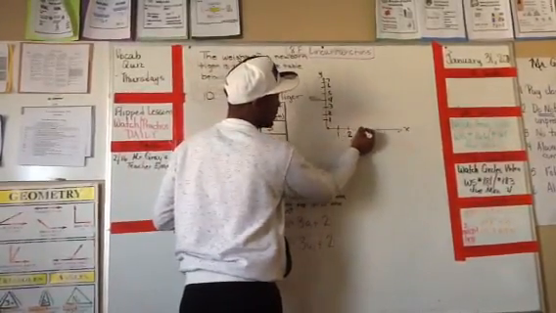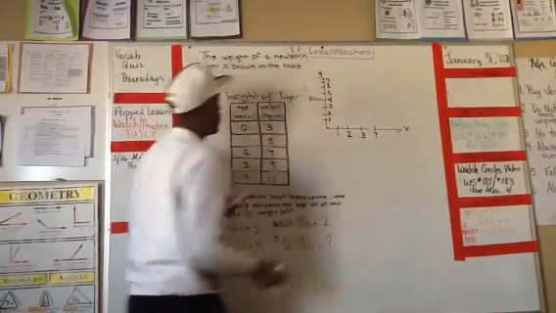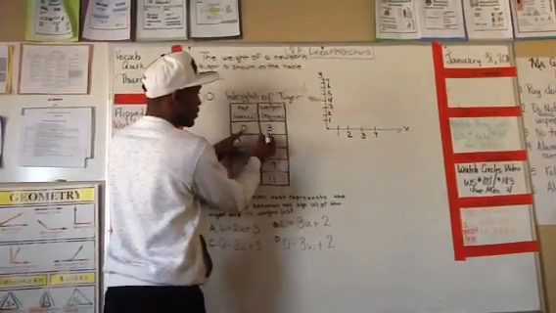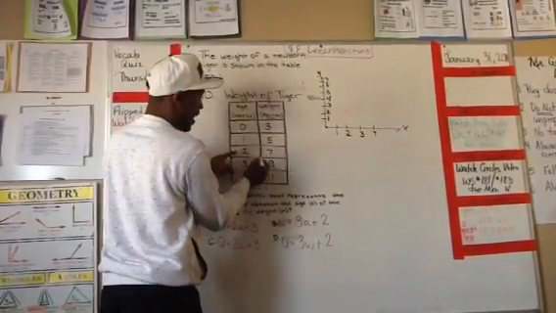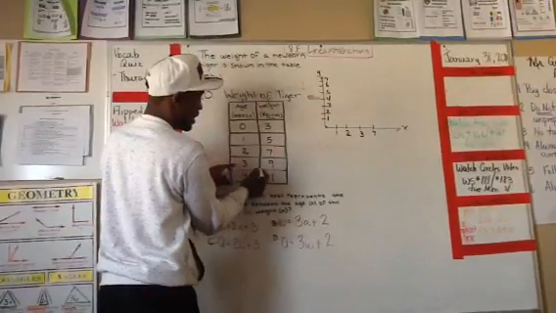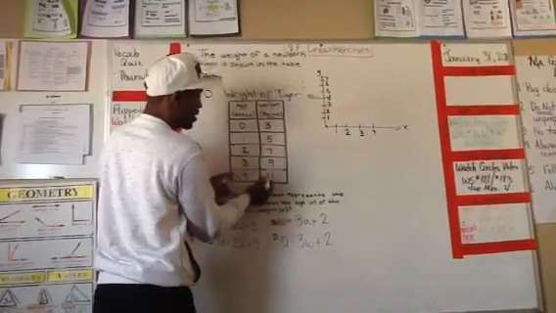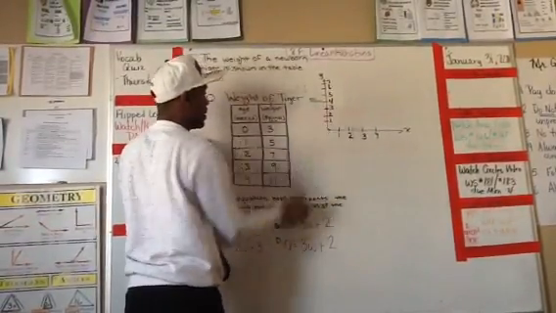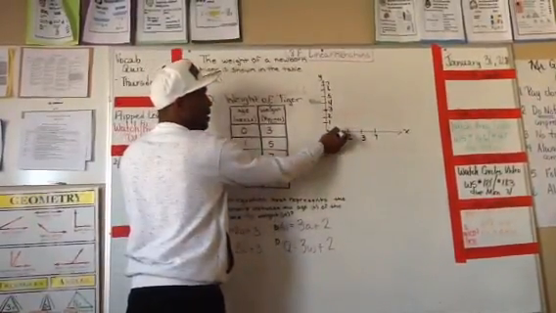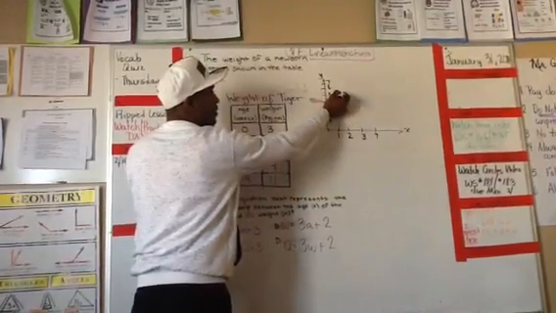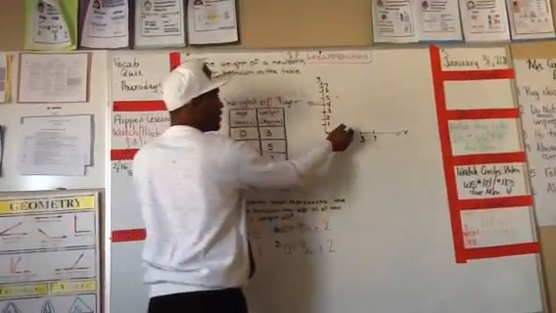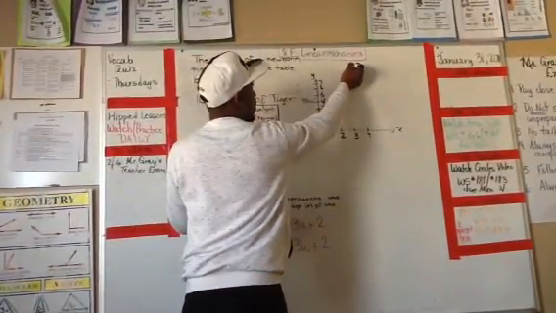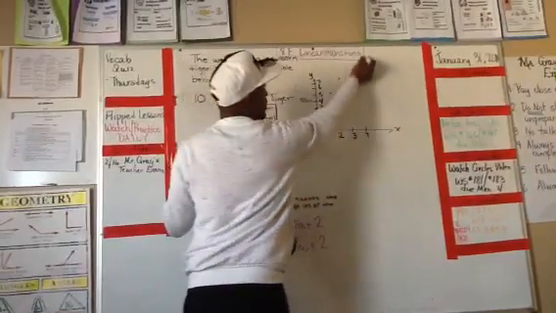1, 2, 3, 4. What points do you see? My first point is 0, 3. Then 1, 5. Then 2, 7. Then 3, 9. Then 4, 11. So if I plot 0, 3, it'd be right there. If I plot 1, 5, here's the 1 on the x value, go up to the 5. 2, 7. 3, 9. And of course I didn't carry my y-axis up that far, but you get the general idea.